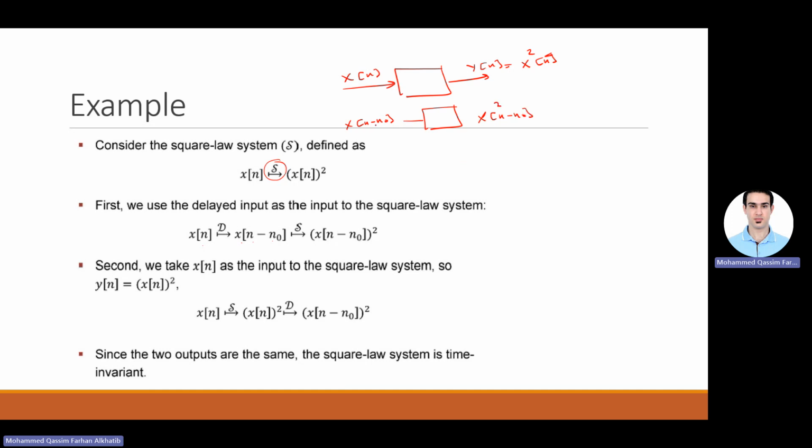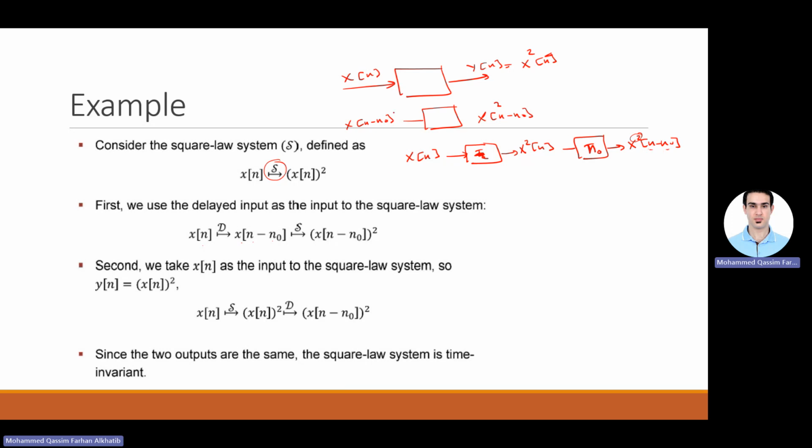Now the other part says, okay, apply x of n to the system. That's the system, sorry, not the delay. And you'll get x squared of n. Then apply the delay by n naught. So you'll get x squared of n minus n naught. Because this is the change in the amplitude, it should not affect the time shift.